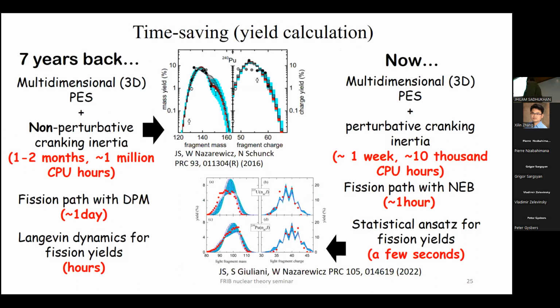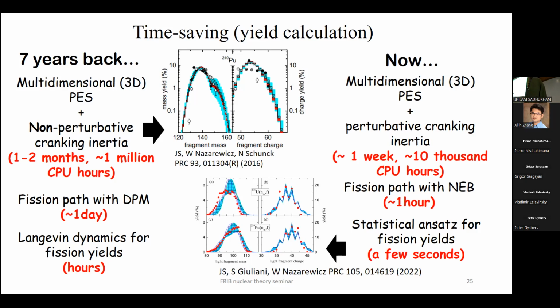So with this, let me just summarize what we learn from all these developments. Seven years back, we knew that we could calculate the yield distribution. There we used the multi-dimensional 3D surface as well as non-perturbative cranking inertia, and the calculation takes around 1 to 2 months with 1 million CPU hours, and we get these distributions. Here also these pathways were calculated using the dynamic programming method, and then Langevin dynamics was done to get the yield distribution.